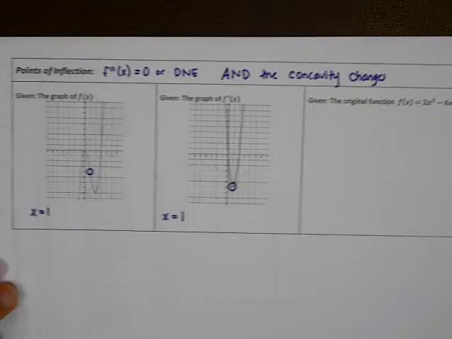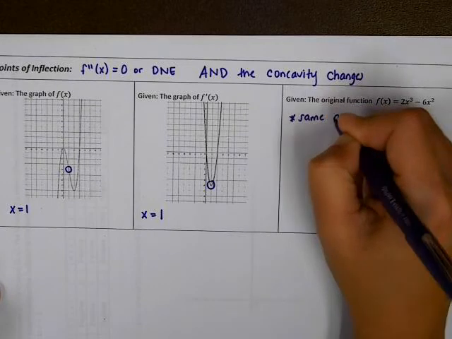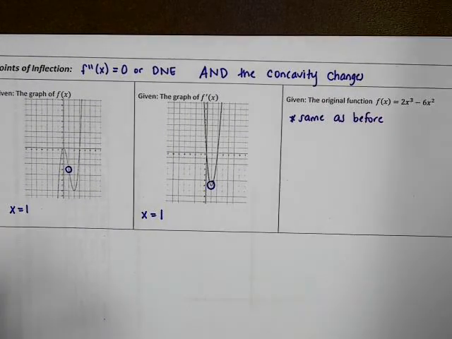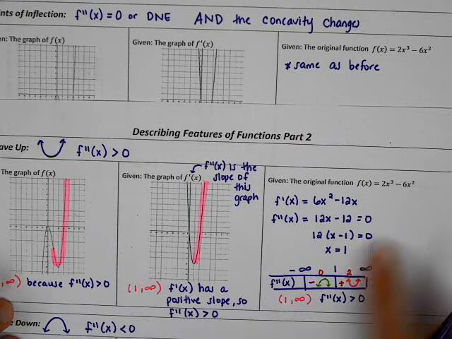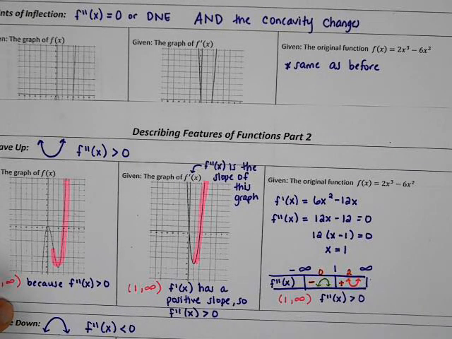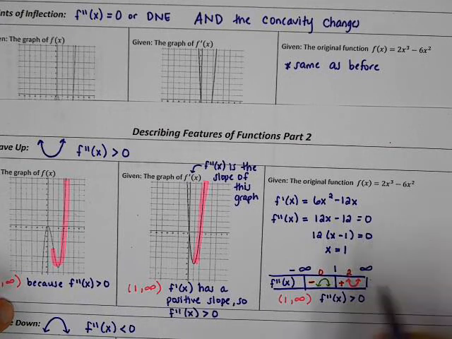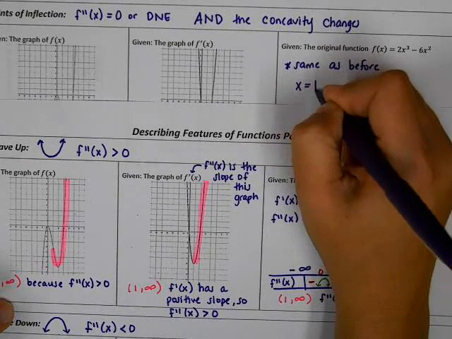And for our original function, it's the same work we did before. In our chart, we would find our second derivative. We would make it equal to 0. We would make this chart, and then we would ask ourselves, does the concavity actually change here? So we had a negative concavity. Afterwards, we have a positive concavity. So we would say x equals 1.